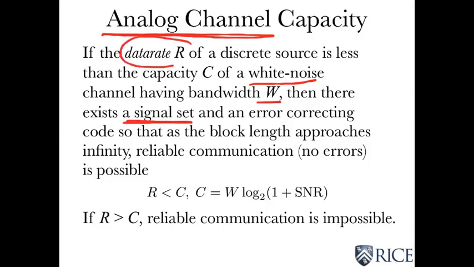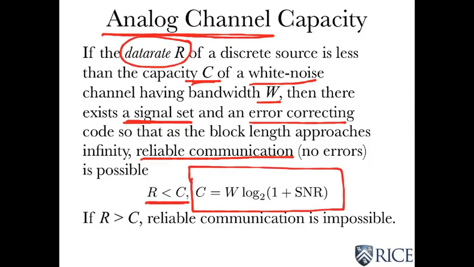If the data rate of the source is less than the capacity, then you can have what we call reliable communication. No errors will occur if you have the right error correcting code. So if the rate is less than the capacity, you can send information through a channel without error somehow. And here's the formula for capacity.